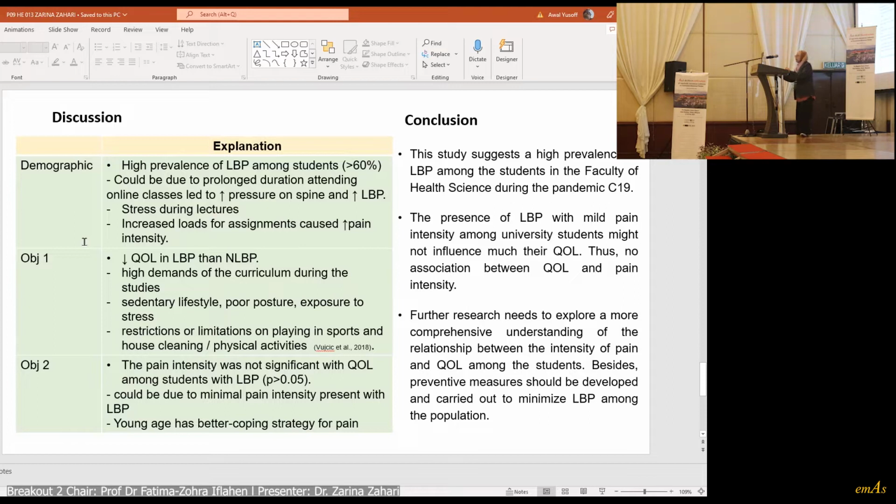Besides, preventive measures should be developed and carried out to minimize low back pain among the population, for instance, an educational program to minimize the incidence of low back pain.